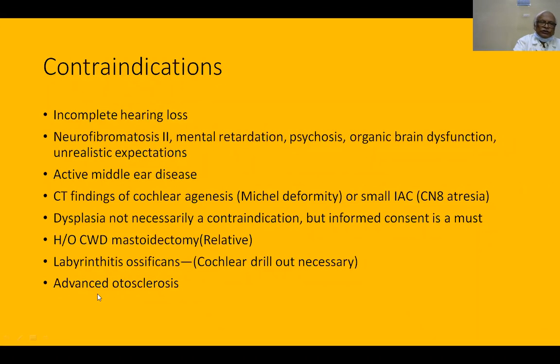These are relative contraindications. And if there is canal wall down mastoidectomy, again it is a relative contraindication, and the patient should be treated differently. And labyrinthitis ossificans is very difficult to operate. You may need a cochlear drill-out procedure and a shorter electrode. And advanced otosclerosis also is not a total contraindication, but it is a relative contraindication, because the implant will sometimes stimulate the facial nerve. So you may have to inactivate a few electrodes after surgery.